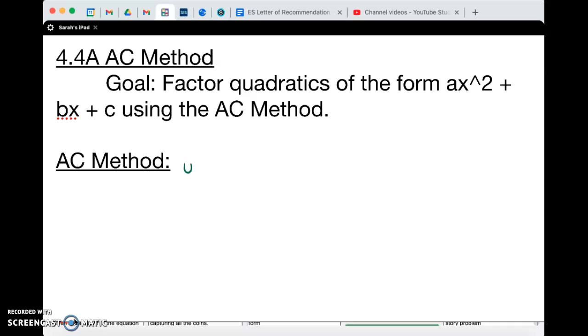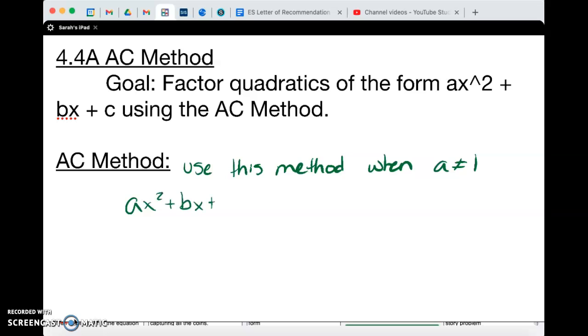So I'm just going to say use this method when A is not equal to 1. You're still going to be given some trinomial in the form ax squared plus bx plus c, but now we'll actually have an A value other than 1. When you do it, the question we're asking is what multiplies to AC but adds to B.